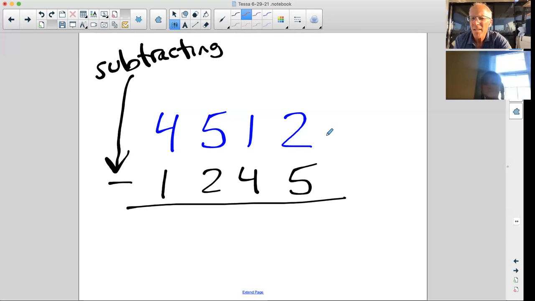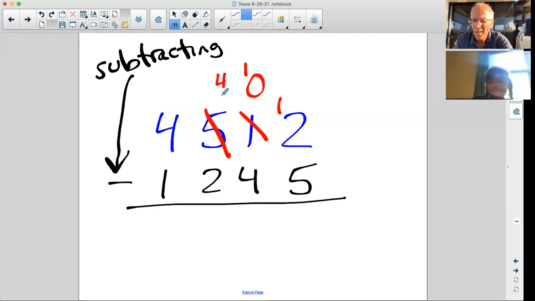The 2 is too small for 5, so I make it a 12. And now that the 2 is 12, we have to take away 1 from the 1. But if we take away 1 from the 1, it makes a 0. So we turn the 0 into a 10. And then we turn the 5 into a 4, because we borrowed the 1. But 4 is still big enough for 2, so it will work.